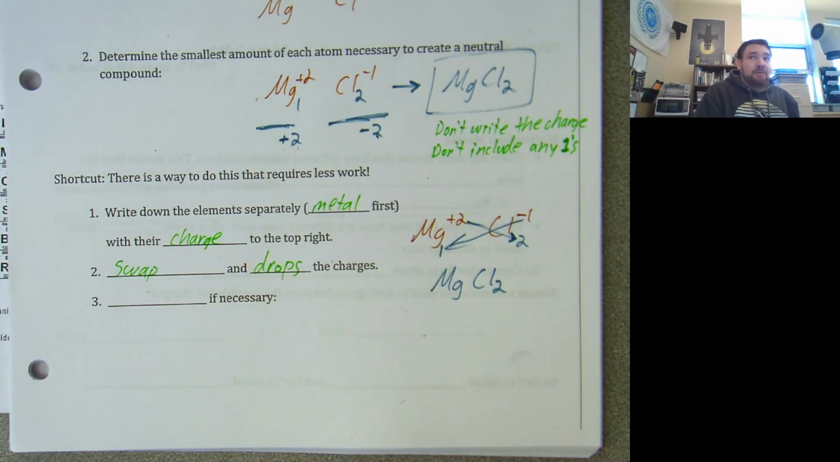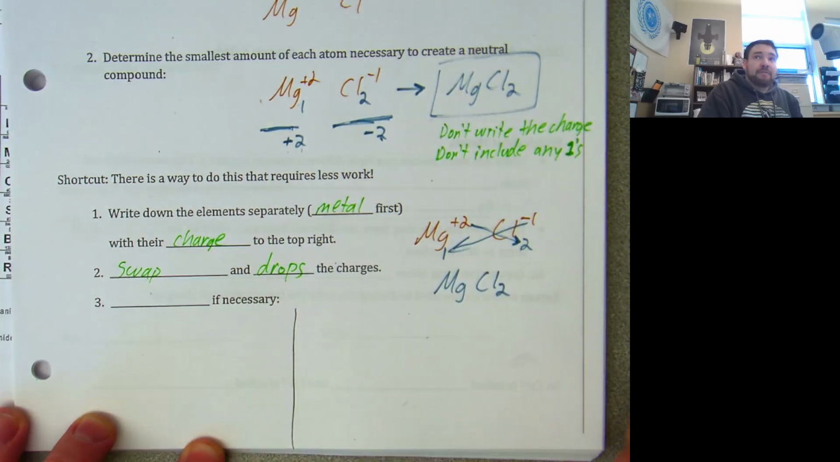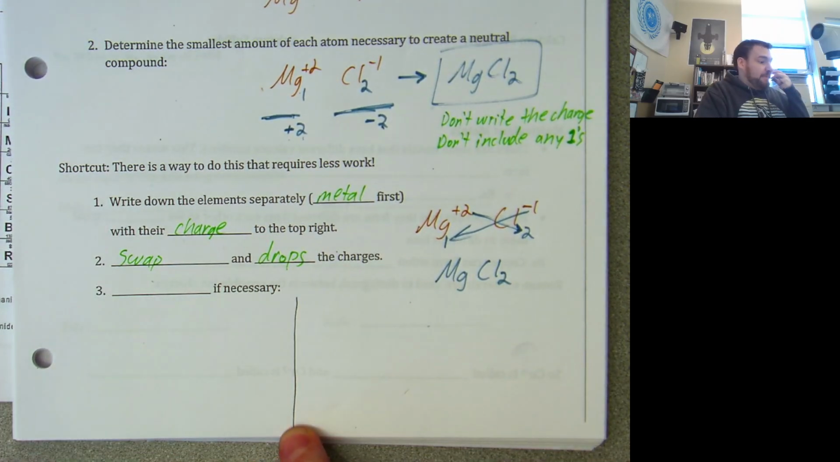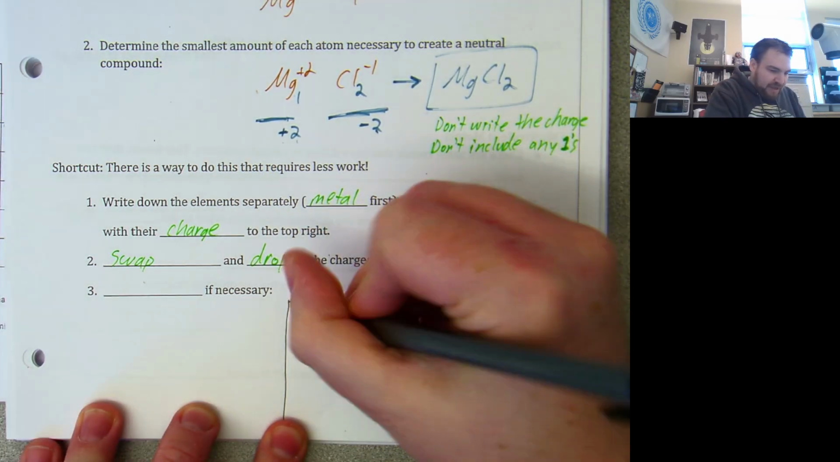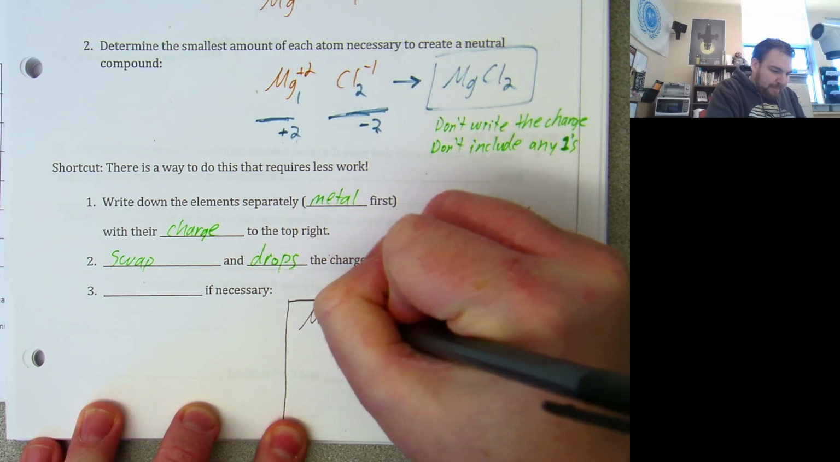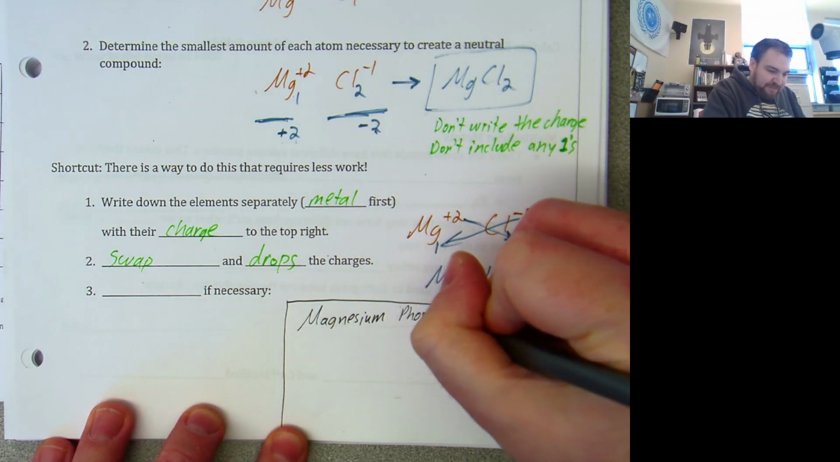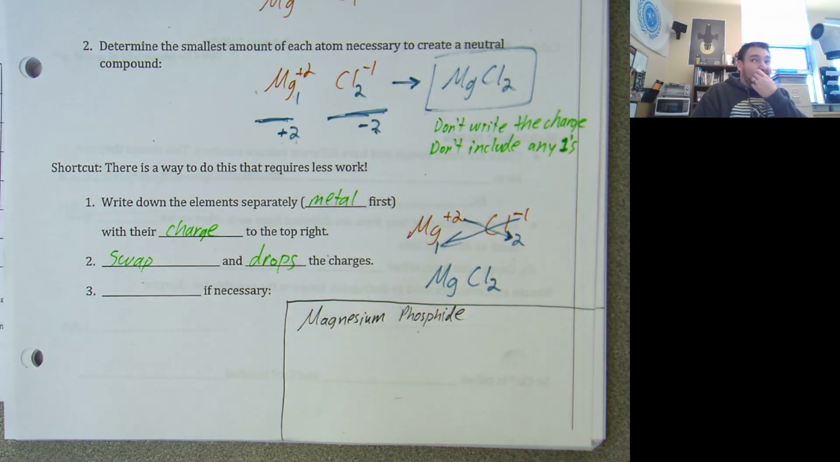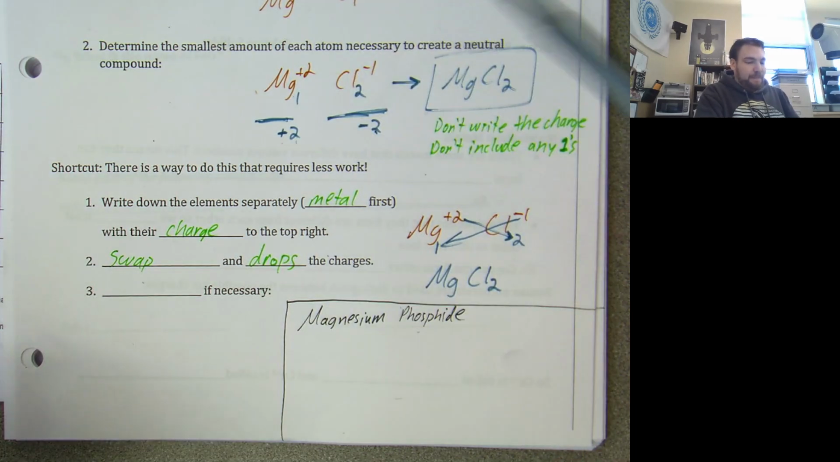So if I had another example, here, I'll draw a vertical line down here. I'll show you another example because we have time. The second example I'm going to show you is going to be, I'll make a box so I don't mess up there. I'm going to do magnesium and phosphorus. So that's just going to be magnesium phosphide. That's the name of the thing we're doing. And I'm going to show you both ways, the shortcut and the long way to do it.